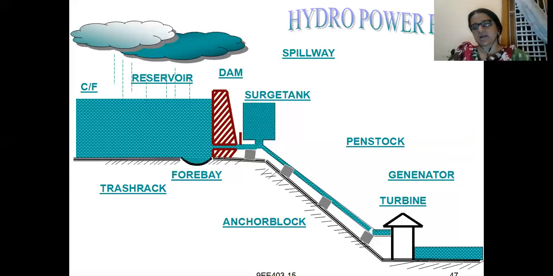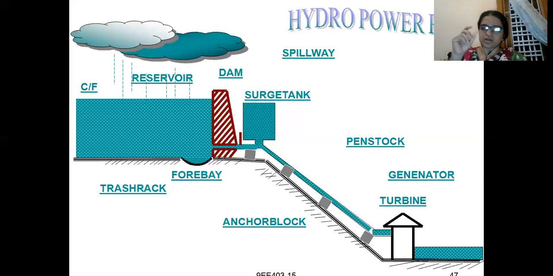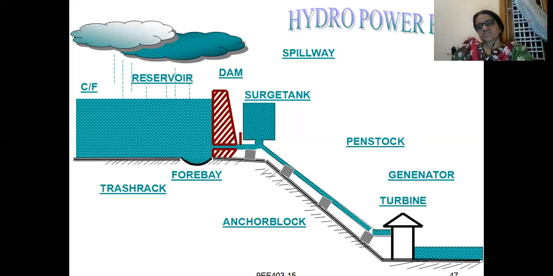Okay, these anchor blocks are supporting blocks. The penstock runs from the surge tank to the turbine, and as you place the penstock, you need some bottom support. For that support, you use anchor blocks at the bottom of the surge tank and penstock.